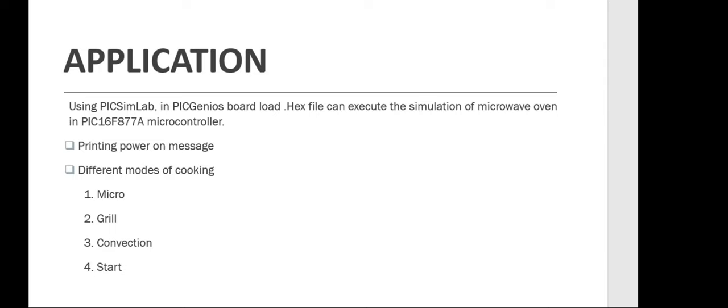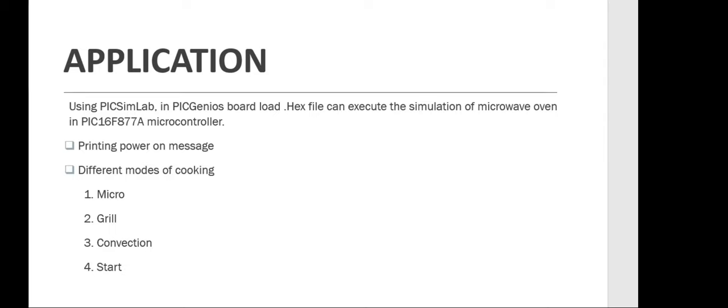The application of the microwave oven simulator is using PIC Simulab in the PIC Genius board, which loads the .hex file that can execute the simulation of the microwave oven in the PIC16F877A microcontroller. It prints a power on message at the starting, and it has different modes of cooking like micro, grill, convection, and start. After the power on message, it shows the different modes of cooking. In the micro mode, we have the options like clear and enter with the symbols star and hash.